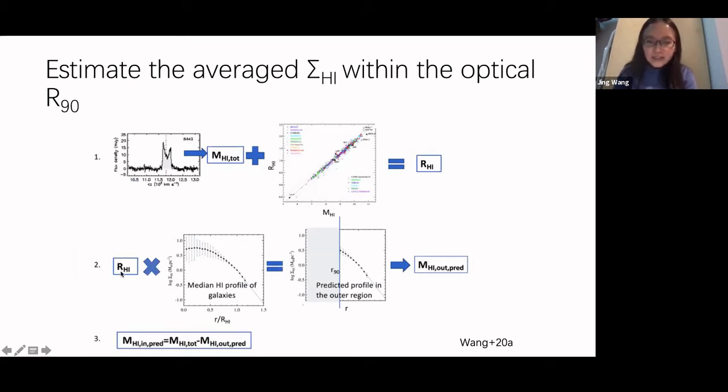We combine the H1 disk size with the median H1 profile of galaxies. You can see how small the scatter is in the outer region. Because the inner region has much larger scatter, we ignore the inner region at this stage. We take a radius, the R90 of the optical radius. It could also be R25. Basically, it's a radius that characterizes the edge of the optical disc. Because in the outer parts the scatter is so small, we can relatively reliably predict the H1 mass in the outer regions. Then we subtract it from the total H1 mass, and we obtain the MH1 in. So that's how we obtain the H1 amount in the inner disk.